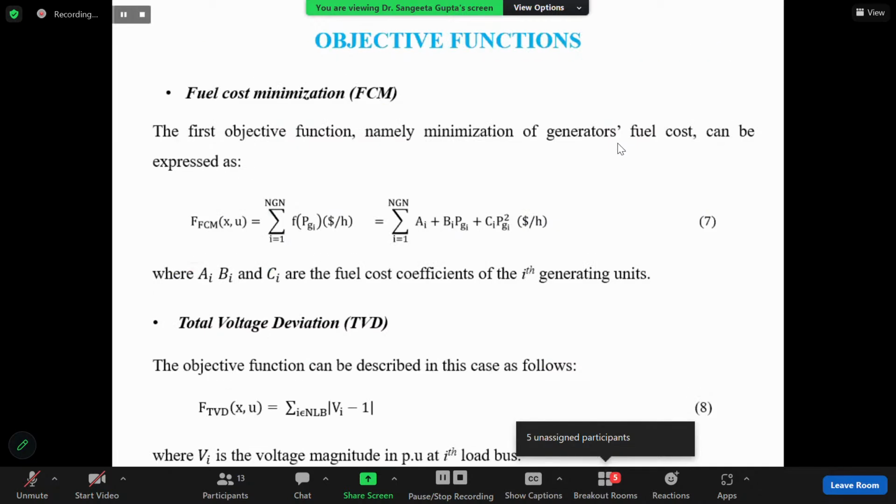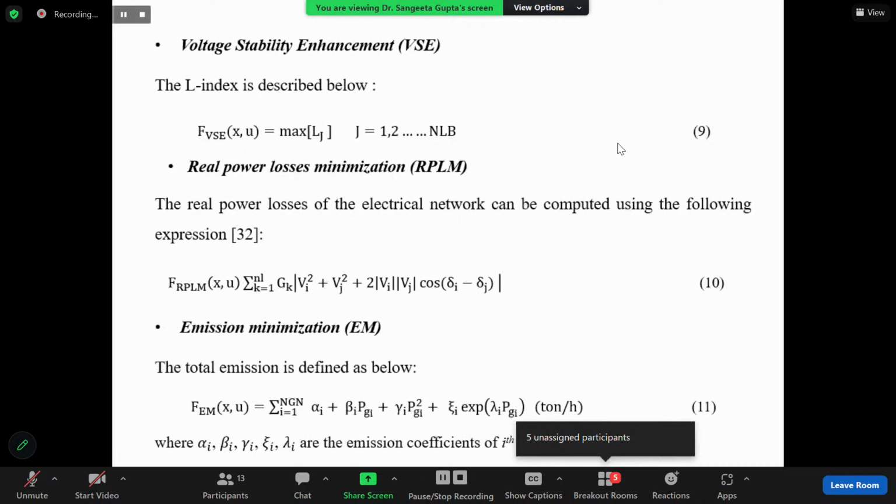There are 5 objective functions we have taken: fuel cost optimization, the mathematical interpretation of this is given by equation number 7, total voltage deviation, voltage stability enhancement, real power losses minimization, emission minimization.